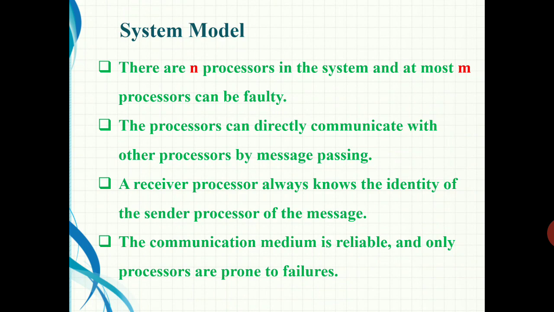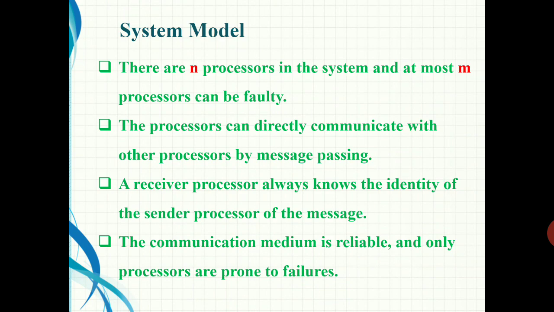The processors can directly communicate with the other processes by message passing. We already saw that message passing is the only method in a distributed system to communicate between the processes, because there is no common memory and common clock. A receiver process always knows the identity of the sender process of a message. We saw in the previous sessions also that we include some logical number, that may be a network ID or process number, to identify the sender process.